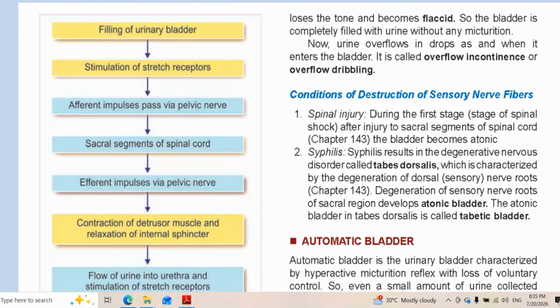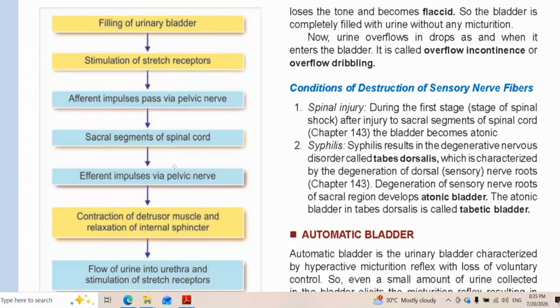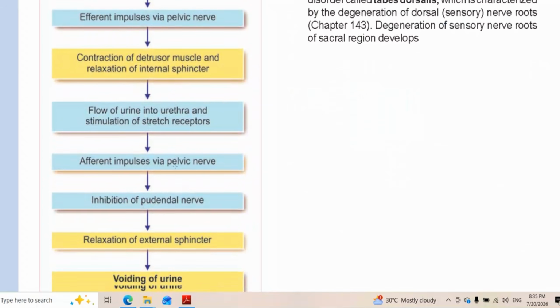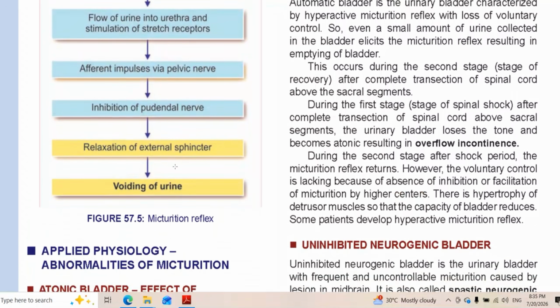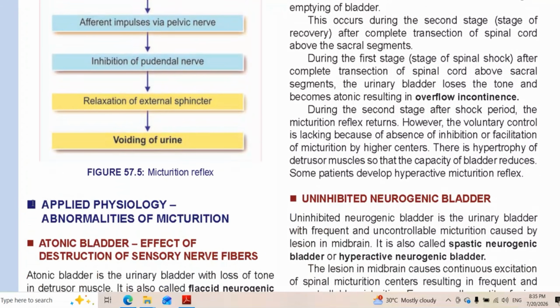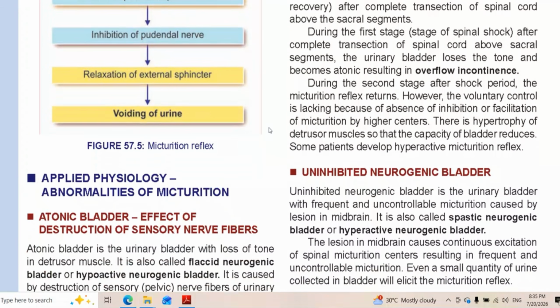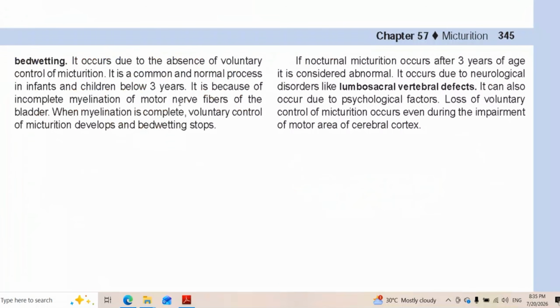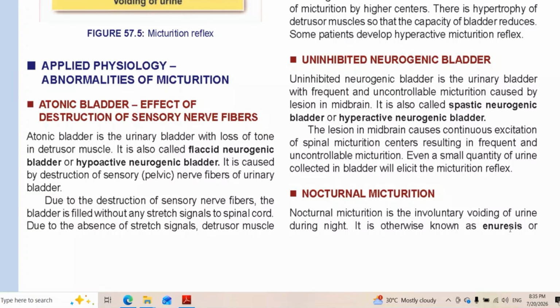So students, we have completed the second part of the lectures, and we have elaborately discussed the reflex system, the micturition reflex process, and the exact mechanism of the micturition process. We also discussed abnormalities of micturition when the reflex is not working, like the atonic bladder, the effect of destruction of sensory nerve fibers, the uninhibited neurogenic bladder, and nocturnal micturition. We also discussed why it is normal in children and infants below 3 years.